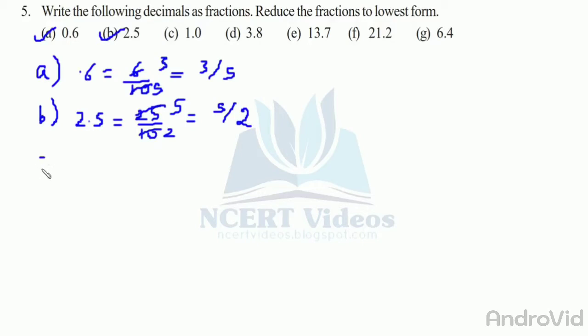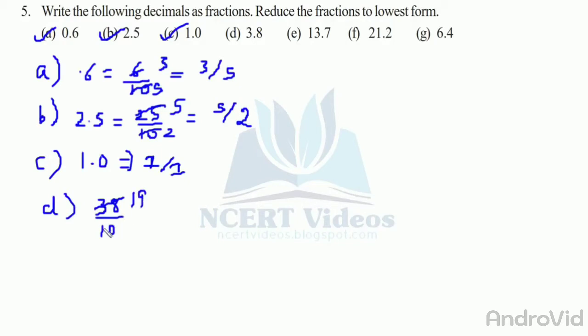C part is simple. It is 10 over 10 or simply 1. D part is 3.8. Writing it as 38 over 10, cutting, 19 2s are 38, 5 2s are 10. Not further reducible. So 19 over 5. E part, 137 by 10.